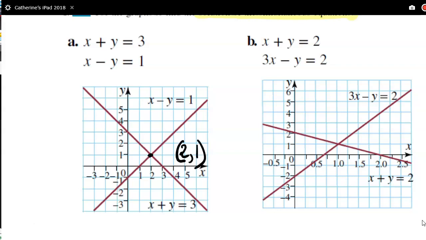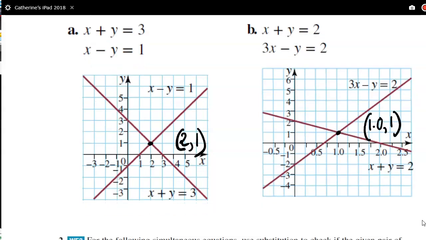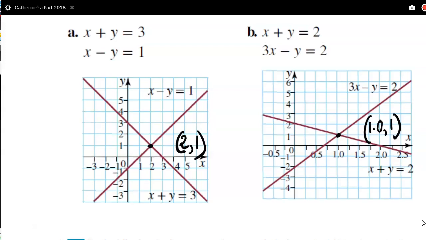Okay, and here they intersect, which is at 1, 1. So you can see you've got to be reading these graphs very carefully. If you've drawn them, you have to be very accurate in order to get an accurate intersection. Now obviously there are ways to solve these algebraically, which we'll get to later in the week.